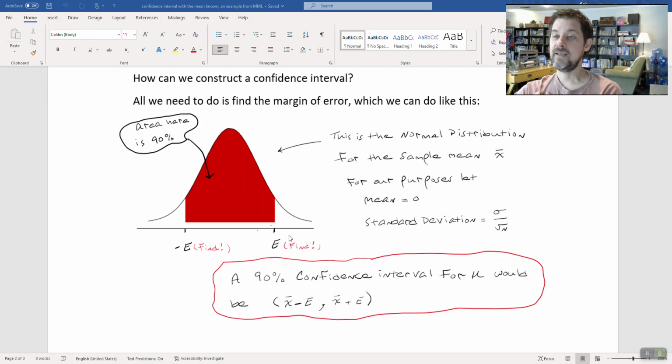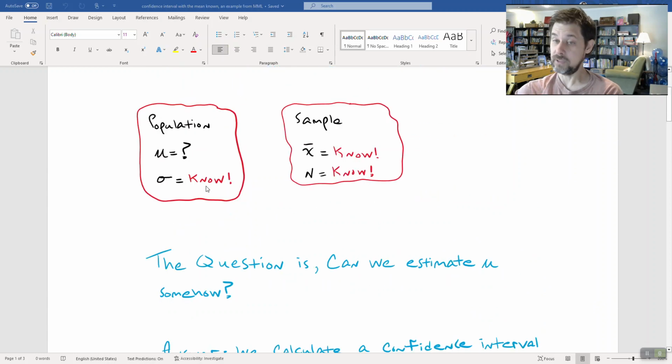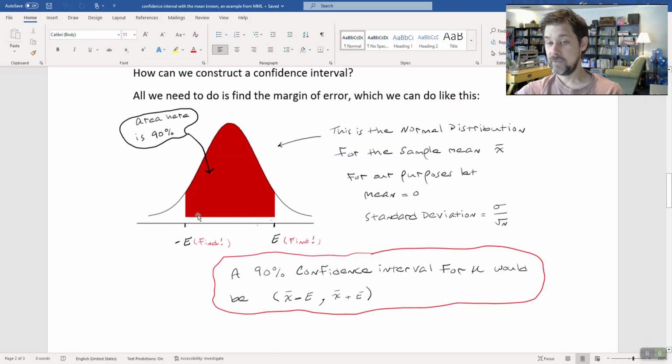And you find that on the normal distribution just like this, okay? The normal distribution that you look at to find that number will have a mean of 0 and a standard deviation of sigma over root n. Now remember, sigma is the population standard deviation, which we will know, and n is the sample size. Okay, so that's how we do it.